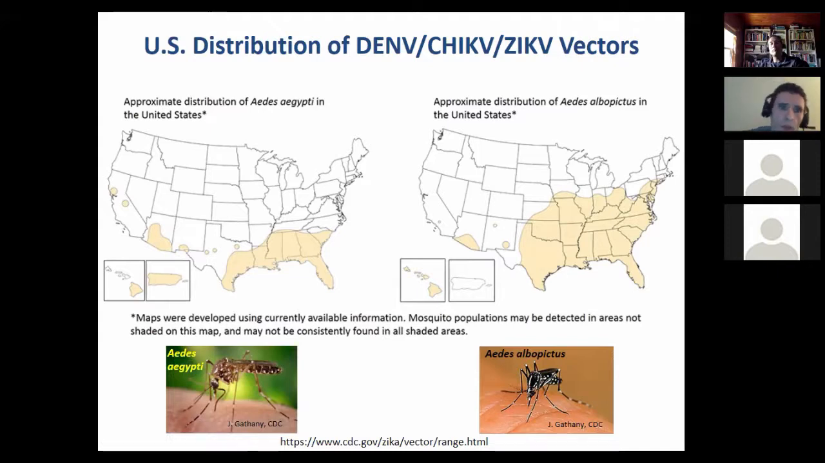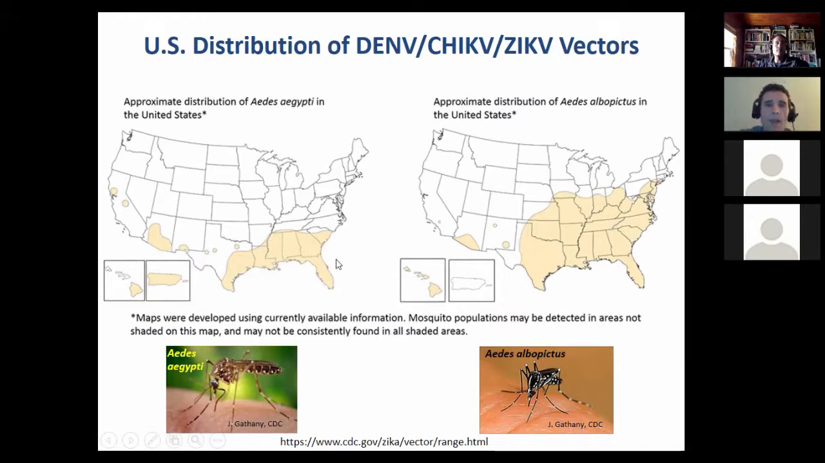All right, and so this is the distribution of the vectors of dengue virus, chikungunya, and Zika. So these two that I was just mentioning, Aedes aegypti, or the yellow fever mosquito, and Aedes albopictus, the Asian tiger mosquito. This is data from the CDC website, and you'll see the shaded areas. They show some parts out west, most of the southeast, and then for albopictus, it's a broader range.